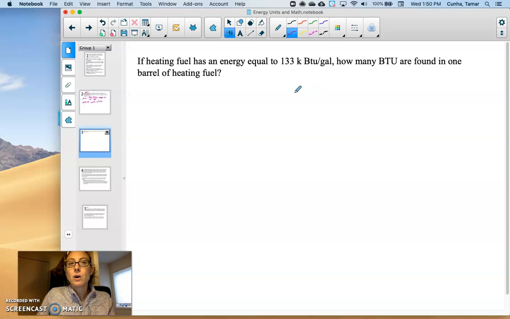So here, we have heating fuel. That's the kind of oil that maybe your house is heated with, and that has 133,000 kilo-BTUs per gallon. And now we want to know how many are in 1 barrel of heating fuel. So again, we know we're going to be looking for a certain number of BTUs. And I suggest that you pause this now and see if you can set it up and then check your work.